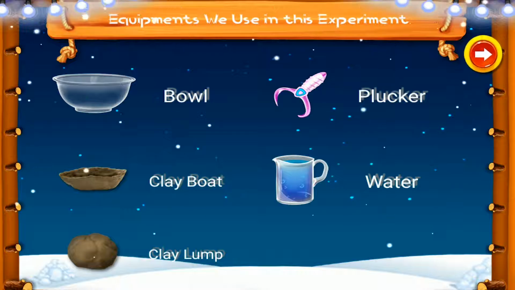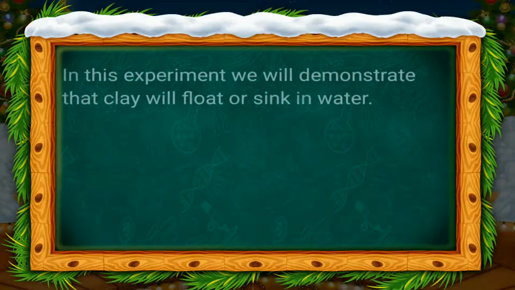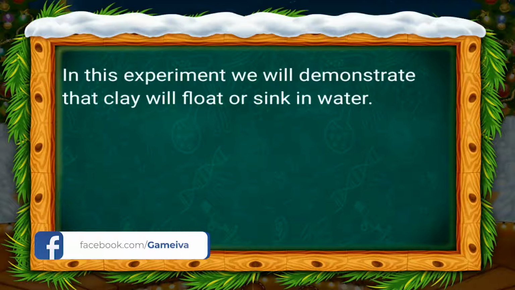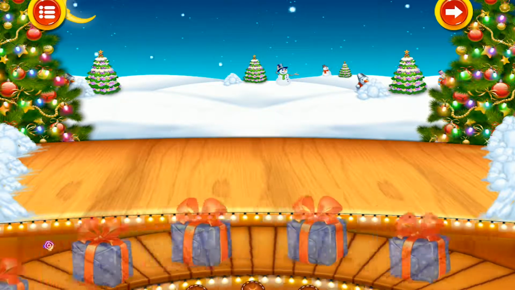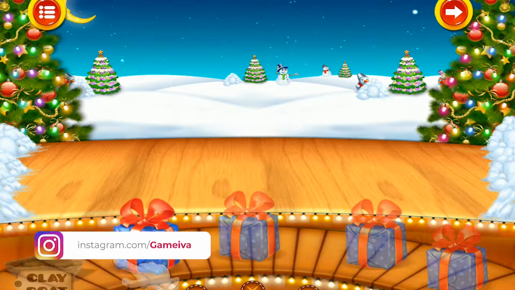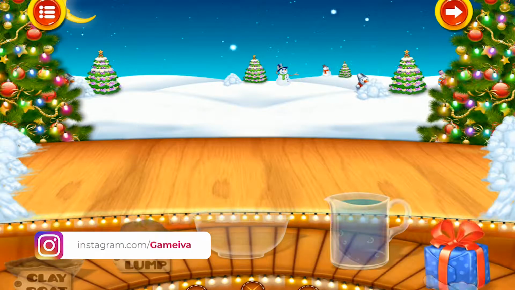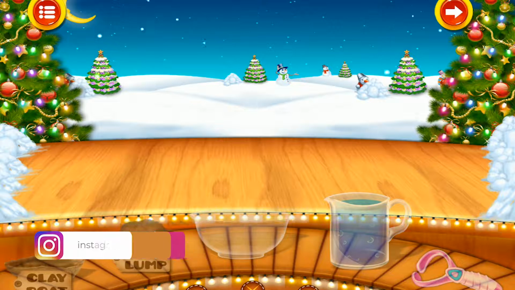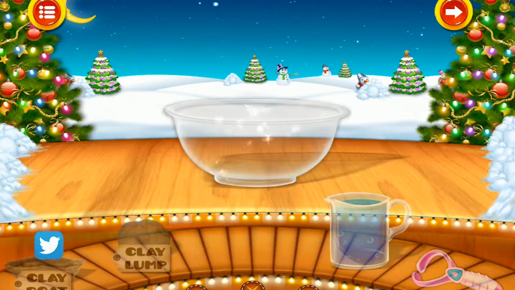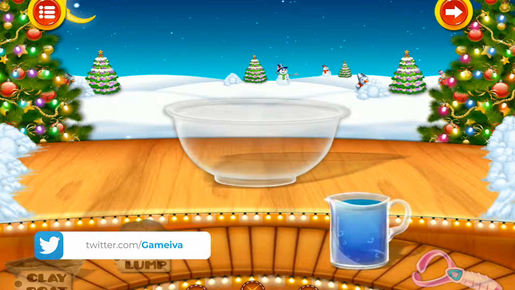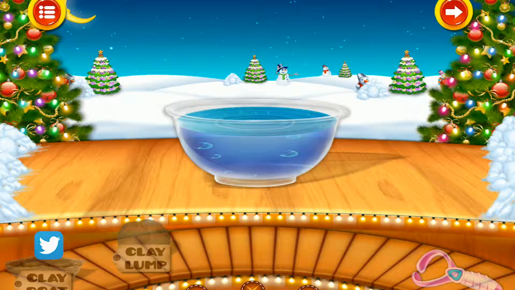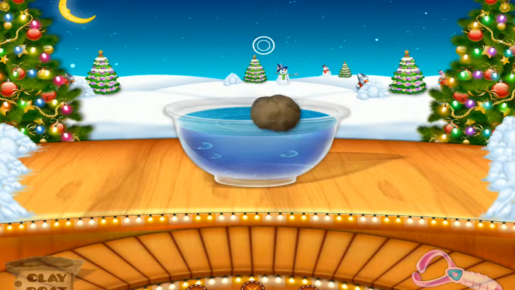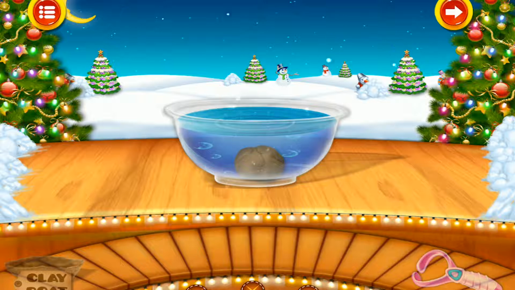In this experiment, we will demonstrate whether clay will float or sink in water. Place a glass bowl on the shelf. Pour some water in the bowl. Now take a clay lump and put it in the bowl. You will see that the clay lump sinks. Now with the help of tongs, remove the clay lump.